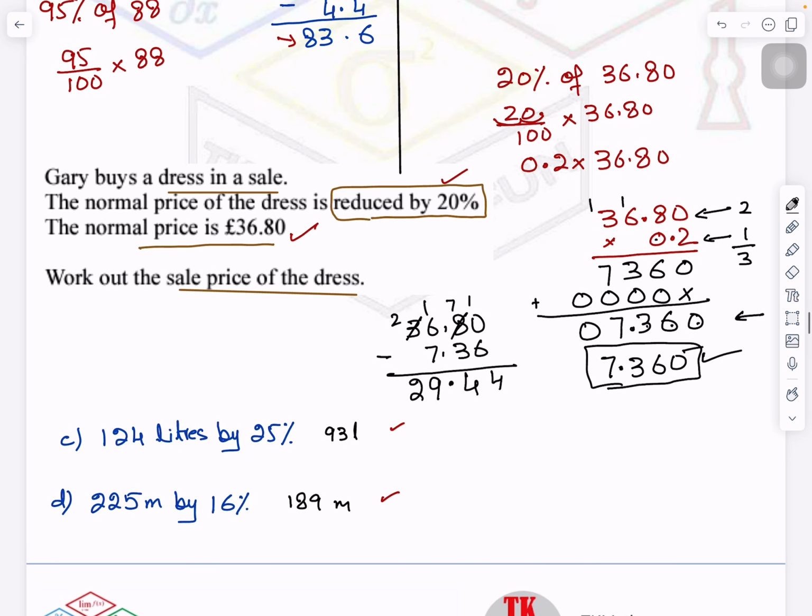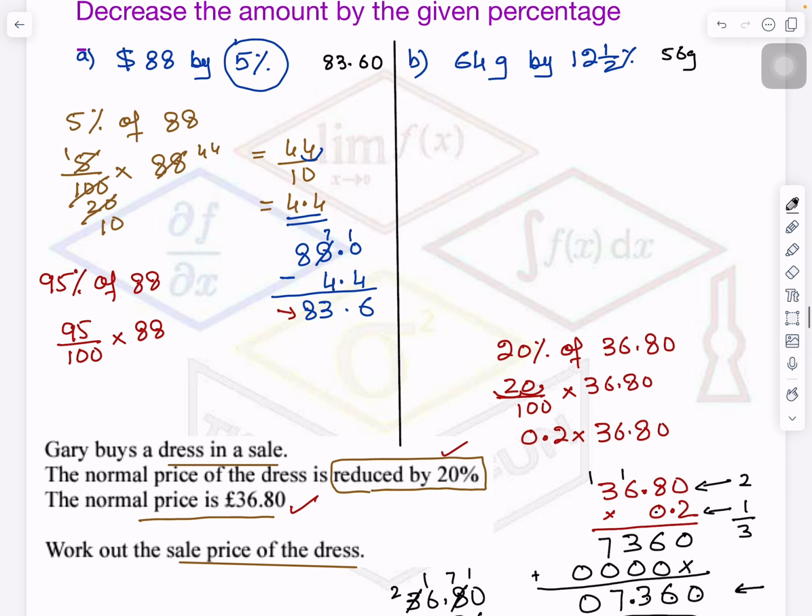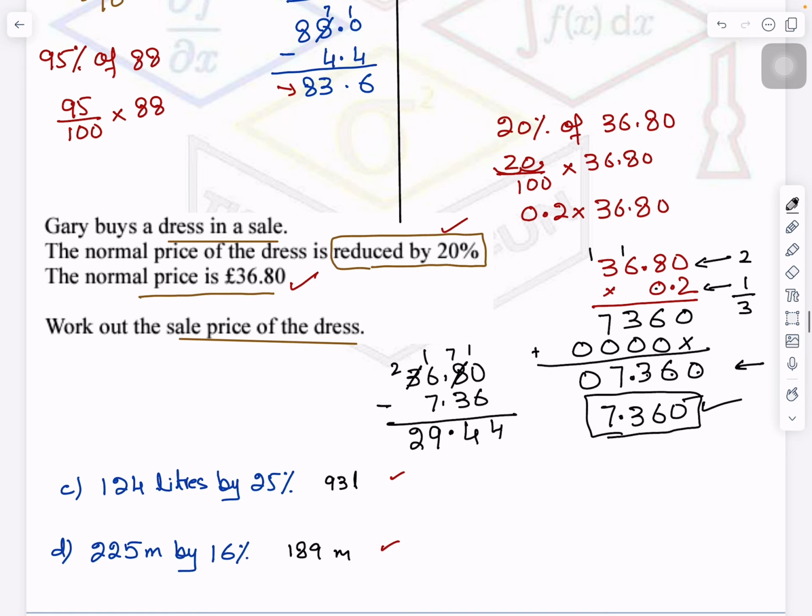So try out these 2 questions and this one. I am leaving it because I've already explained it in the increased case. So now you know how to handle it. So try it out, and if you have any confusion, you can write in the comments.